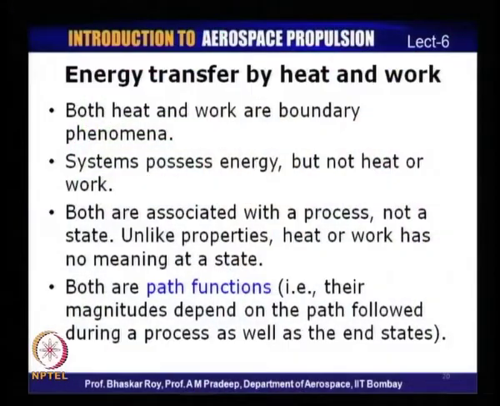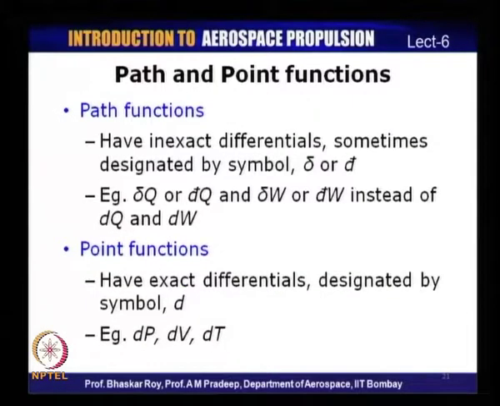Both heat and work are associated with a process, not with a state. Unlike properties, heat and work do not have any meaning at a particular state. Therefore, heat and work are also known as path functions. That is, their magnitudes depend upon the path followed during a process as well as the end states. Unlike properties, which are point functions, heat and work depend on the path taken during the process.